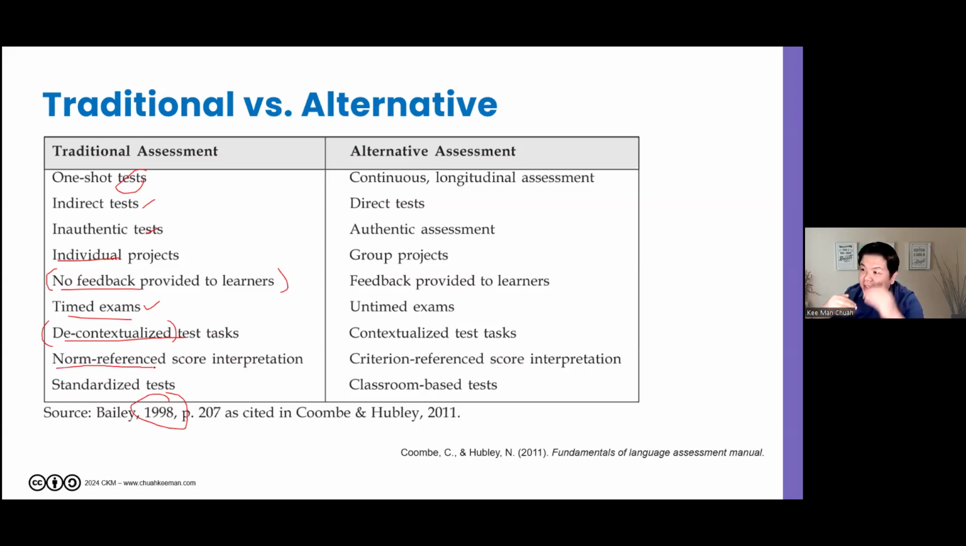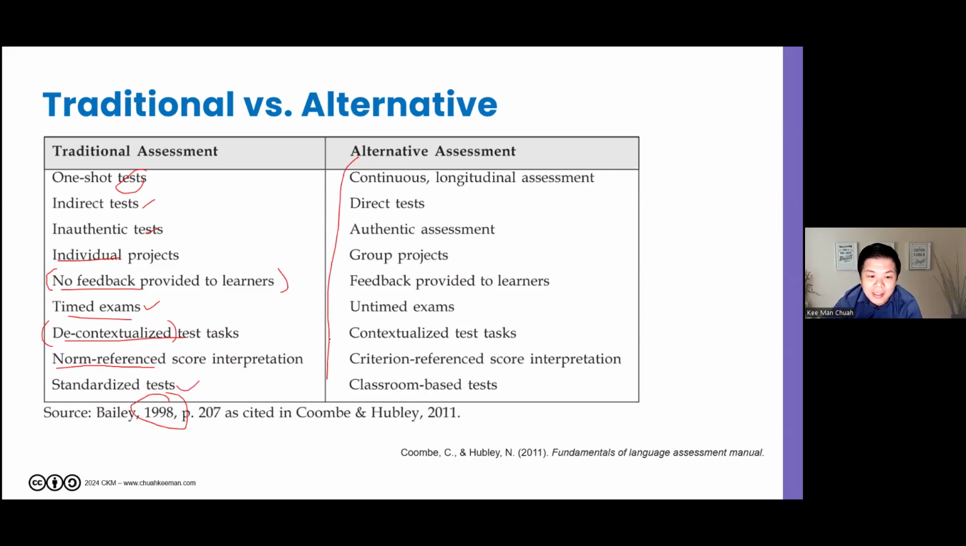Norm-reference means we will adjust the baseline according to the performance. If we realize that in the batch the highest is 60, then we will pull down the rest of the norm, I mean the baseline. This is norm reference. But in our case, we don't really do that in university. If they don't meet the requirement, then they don't meet the requirement. If they don't get 80, they don't get 80. But in some tests like SPM and all that, they will adjust the baseline, right? And then we have standardized tests.